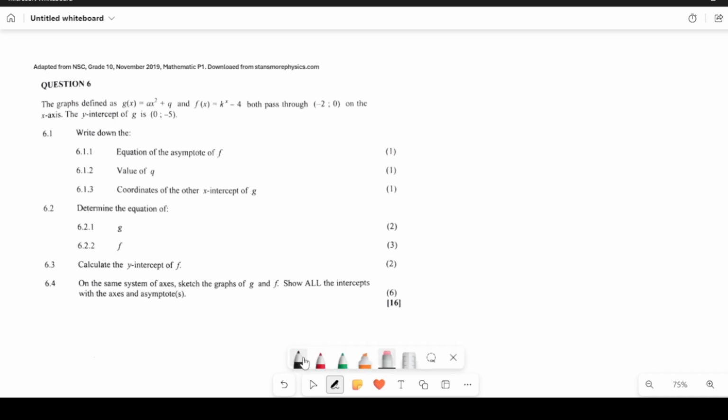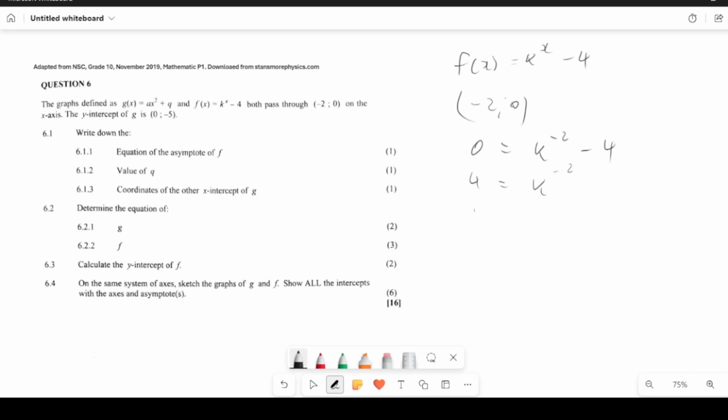Okay, so now we have to solve for f of x. So we know that f of x is equal to k to the power of x minus 4. We know that it passes through the point minus 2 and 0. So we just have to substitute this point and solve for k. So 0 is equal to k to the power minus 2 minus 4. 4 is equal to k to the power minus 2.